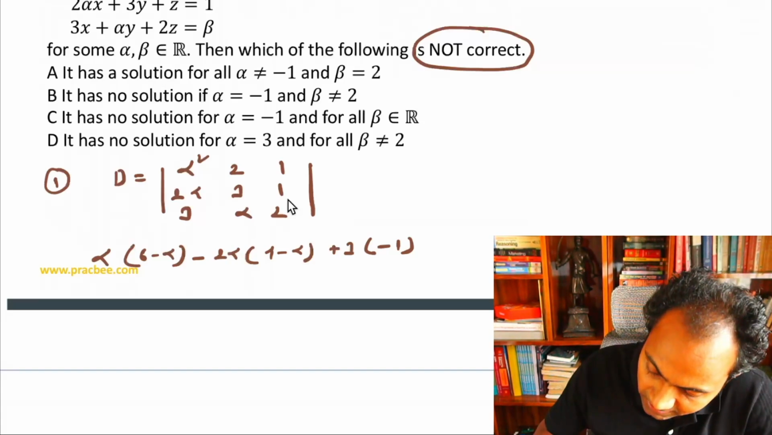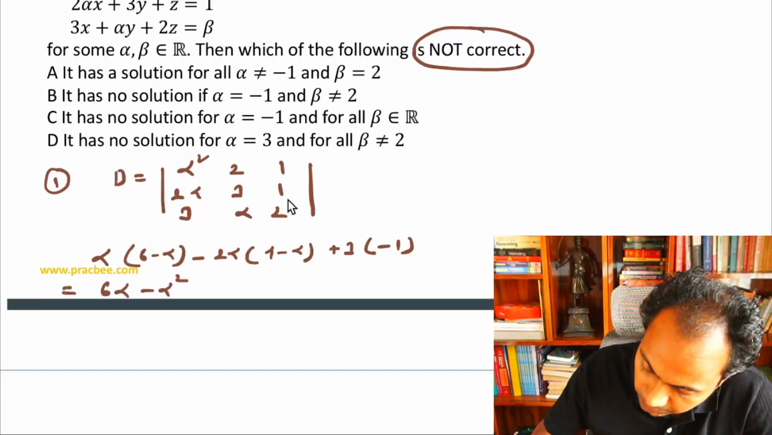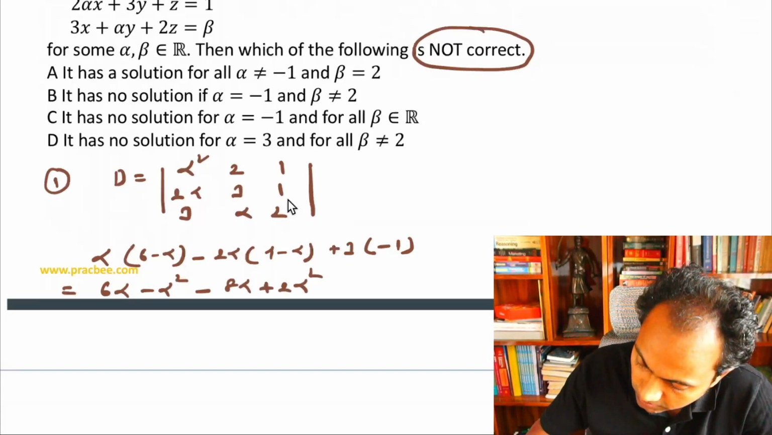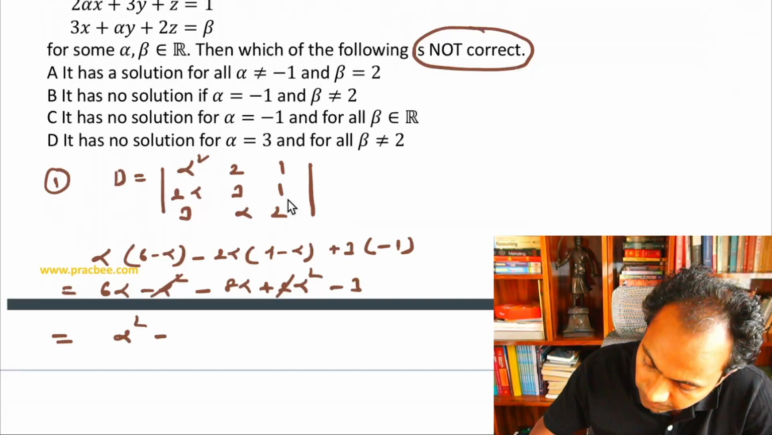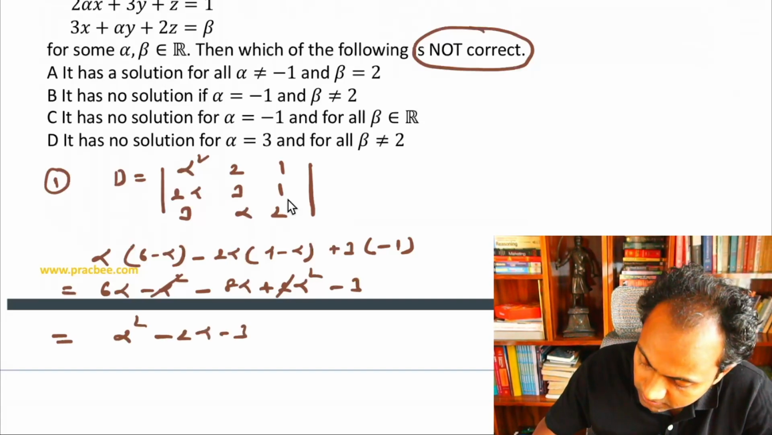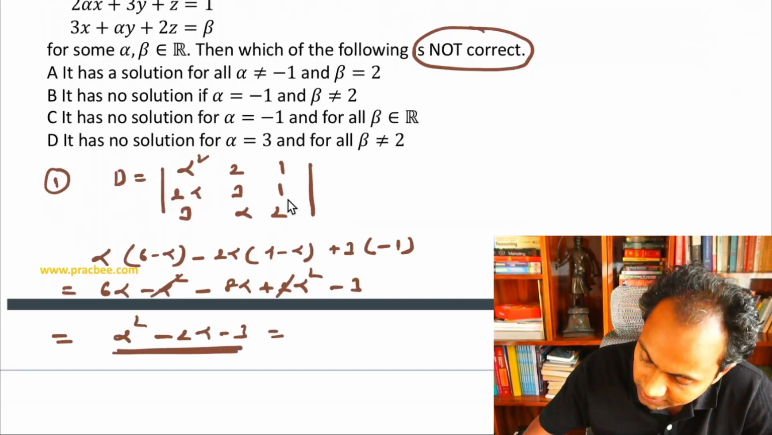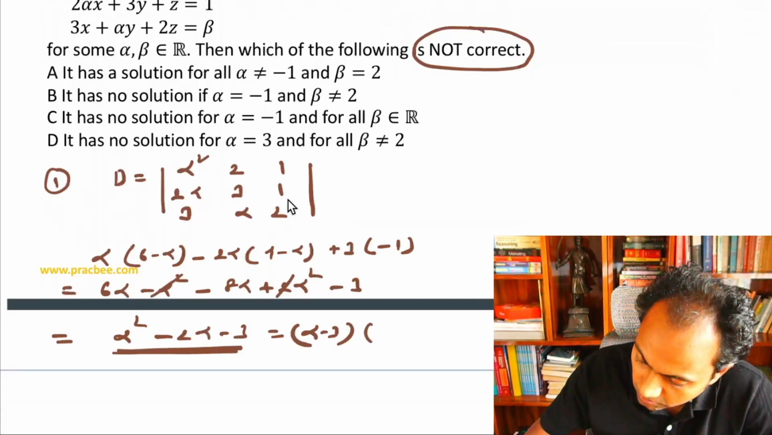If I simplify this, let us see what this becomes. So this is 3 alpha minus alpha square minus 8 alpha plus 2 alpha square minus 3. If I simplify this, alpha square will get cancelled out. So alpha square minus 2 alpha minus 3. This can be factorized into alpha minus 3 into alpha plus 1.